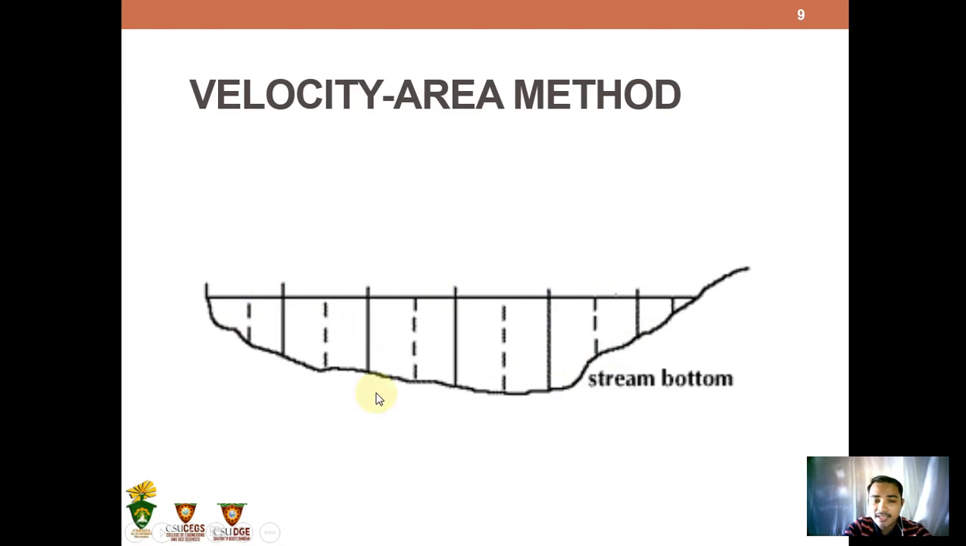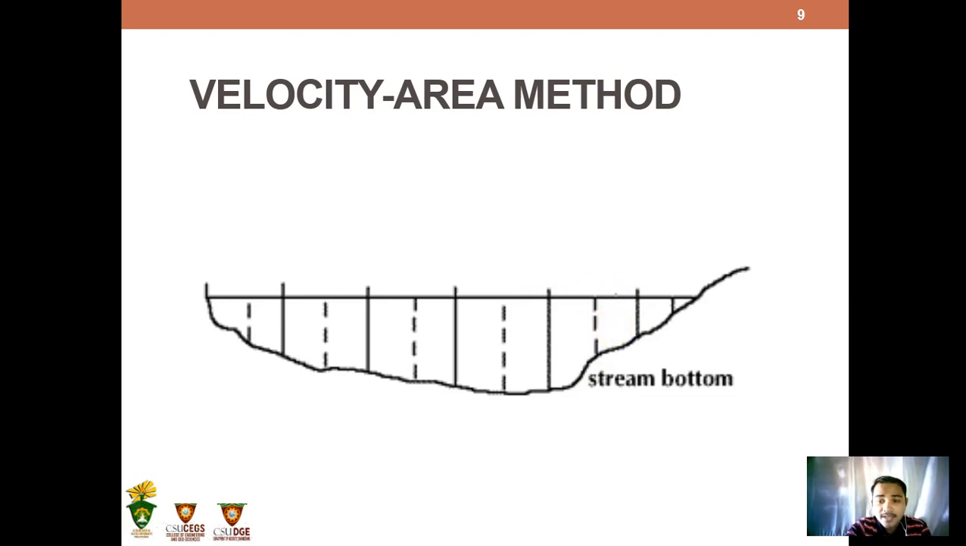Then the velocity that we will multiply by the cross-sectional area is the velocity at the middle of the interval. So where you got the velocity, we will just get the mean velocity of that vertical. So if there is a velocity here when you released a float, and a velocity here when you released a float, we just get the mean, which is the mean velocity at this specific cross-sectional area.